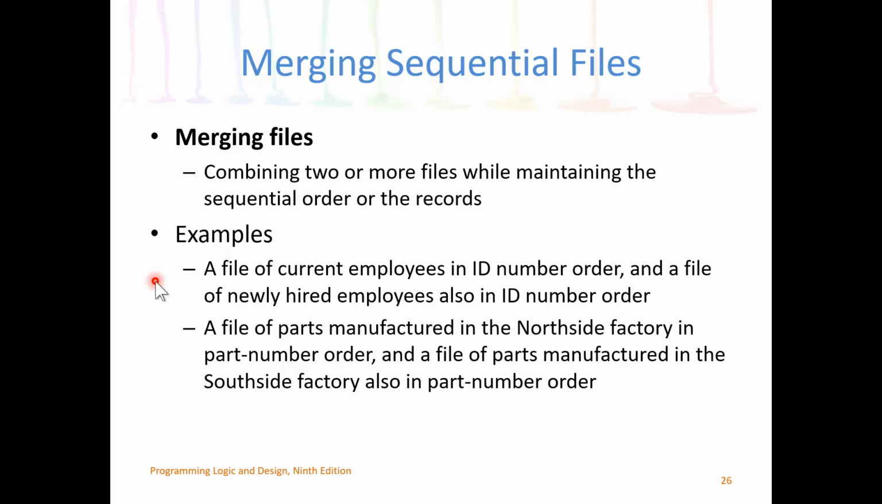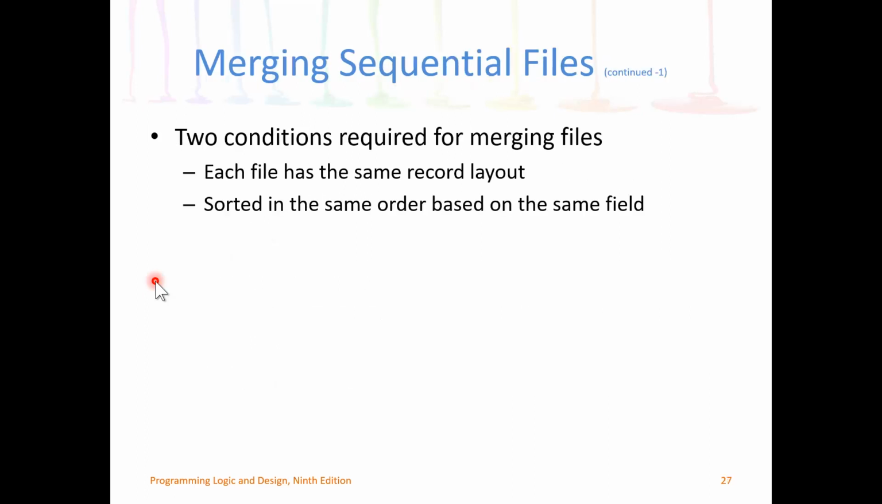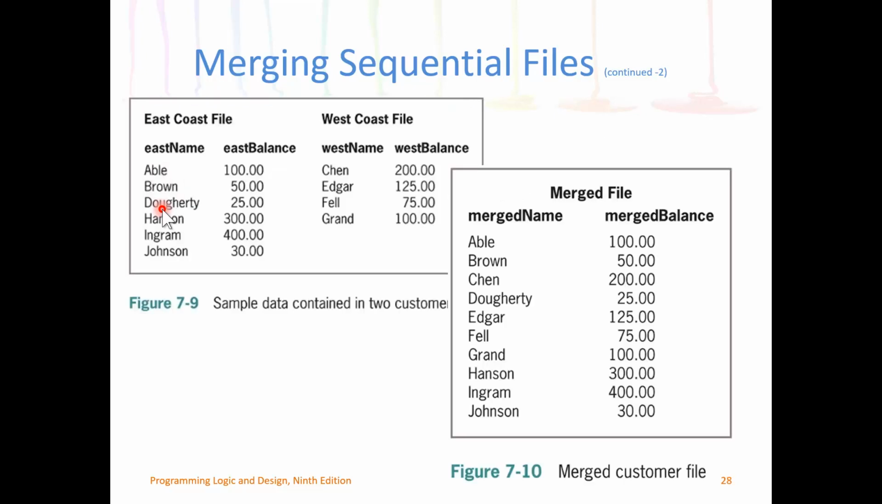And you're going to read records from the first file and the second file. You're going to read a record from both, see which one comes first alphabetically, write it out to the file, and keep reading records until it's time to write from the other file. So for this to happen, the data files have to be laid out the same way, and they have to be sorted in the same order.